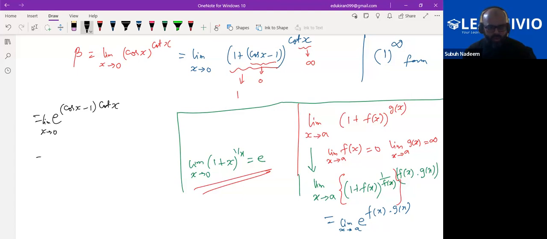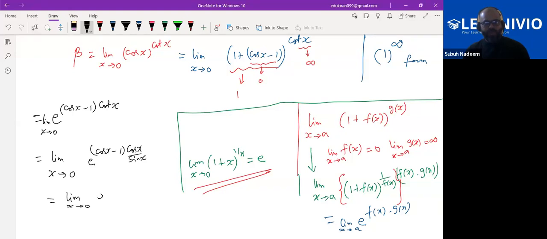Now it is not so difficult to find this value of beta. Limit x approaching 0 of e to the power (cos x minus 1), and this will be cos x by sin x, right? So it is now of the form 0 by 0, so we apply L'Hôpital's rule.